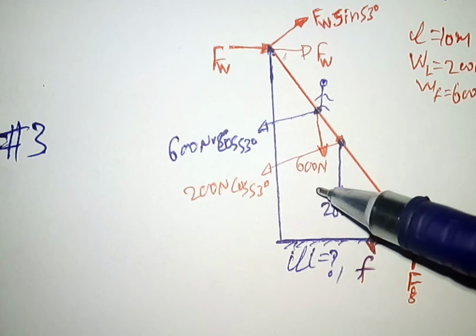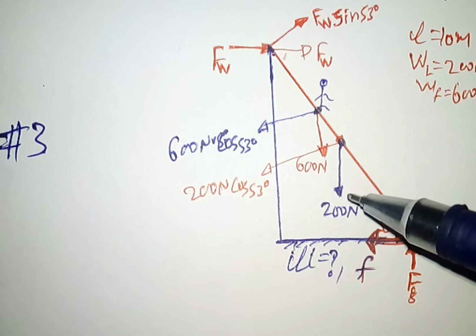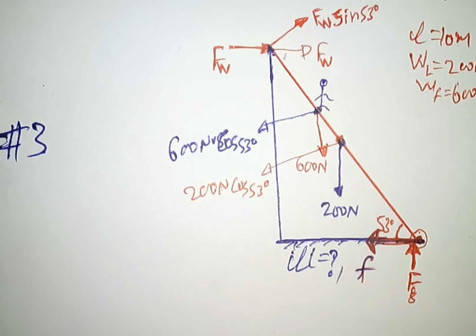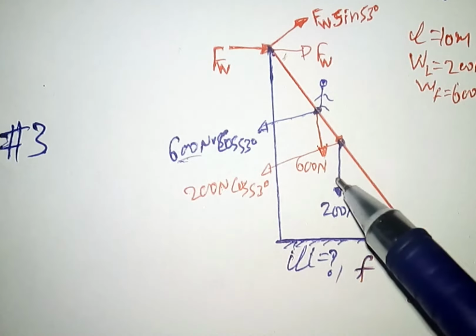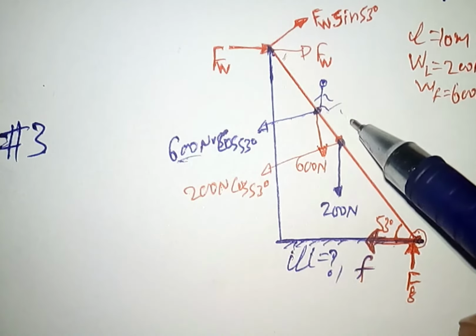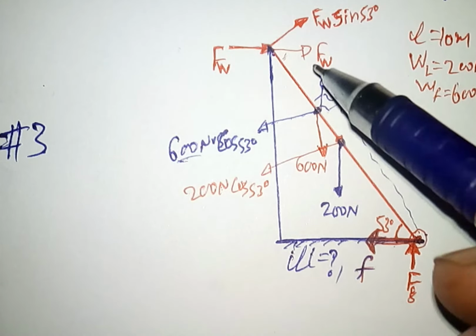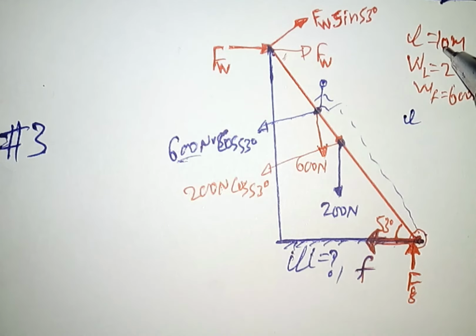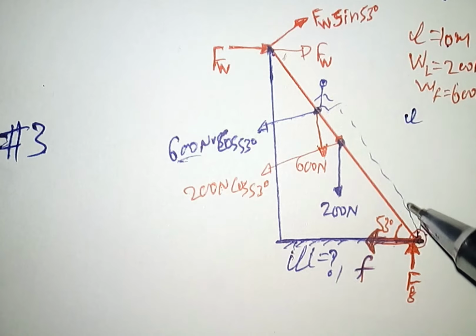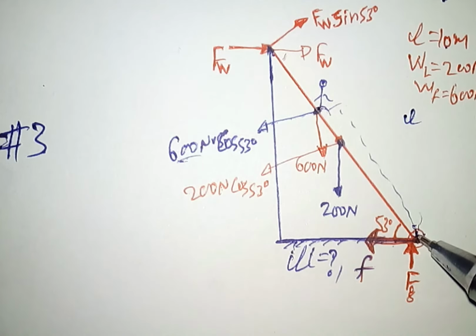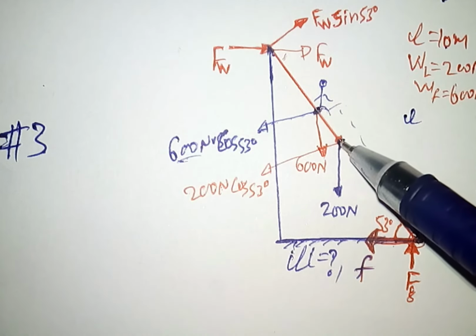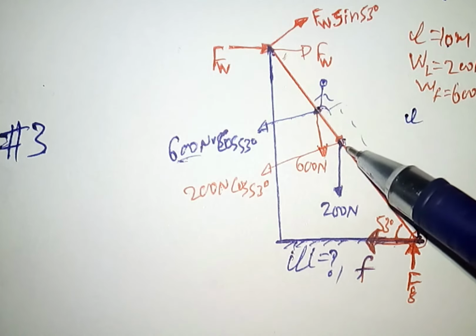The ladder, which weighs 200 Newton, is leaning on the wall and it makes an angle of 53 degrees with the horizontal, or with the ground. Then a firefighter of 600 Newton is 6 meters from the ground, and the length of the ladder is 10 meters. The center of mass of the ladder is at the center of the ladder.